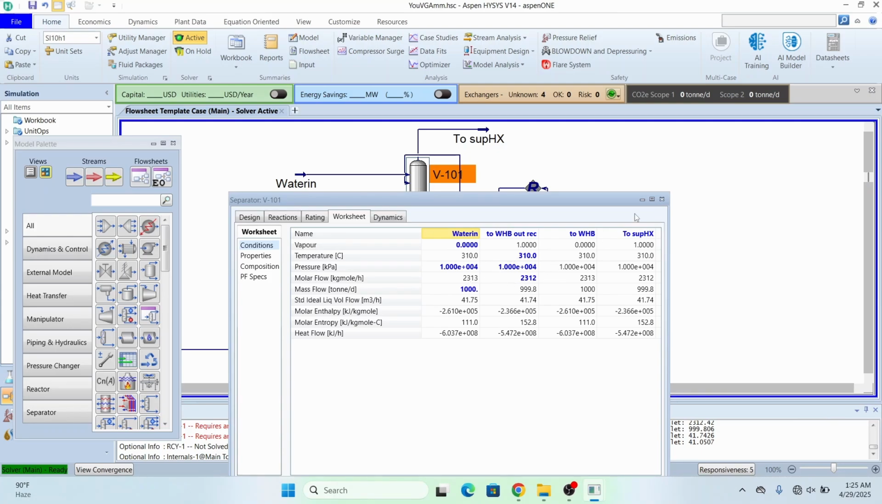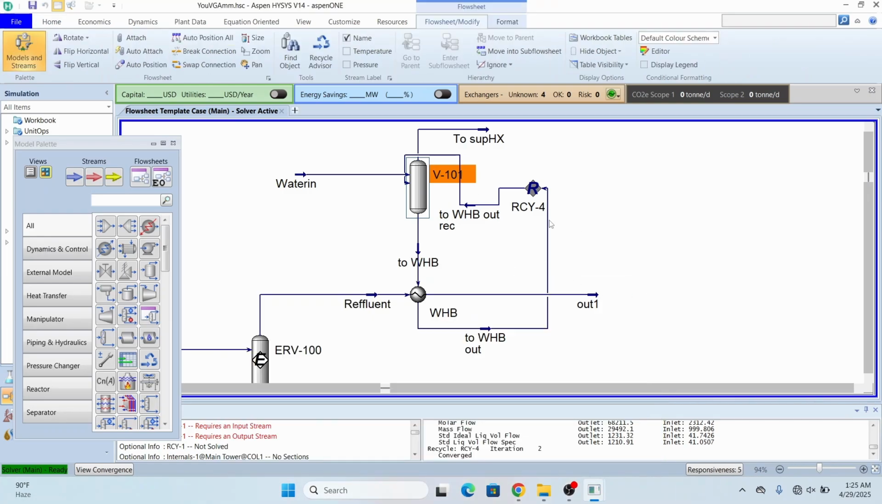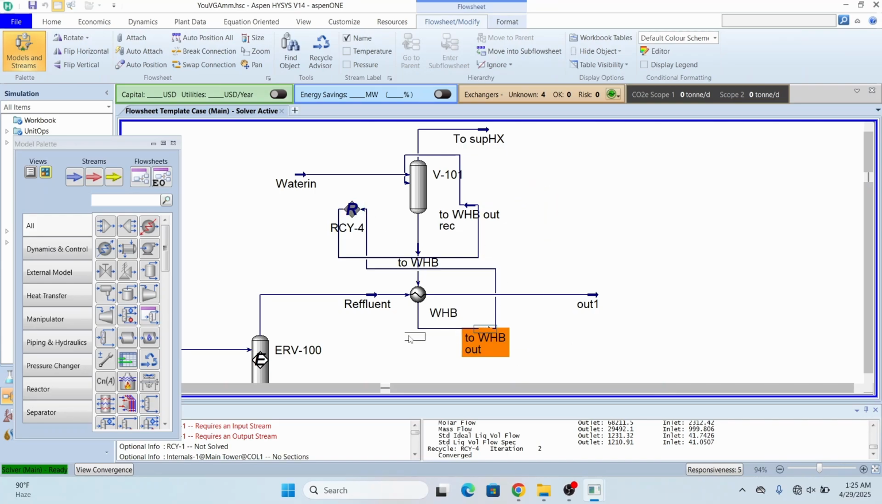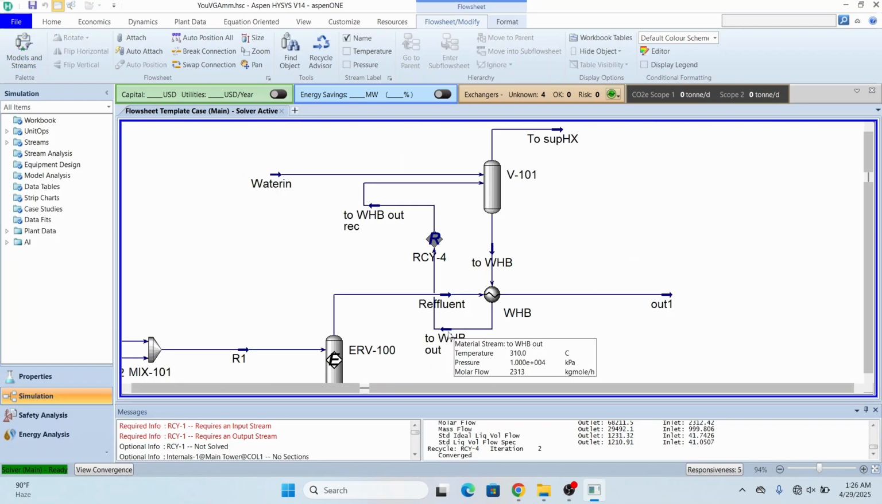In my case it was changed, but in many cases this recycle pressure doesn't change, so you have to manually change it. If I drag it to here, that is looking a little bit good. I can rotate it. So that is good. I have made a few cosmetic changes, so that is good to go.